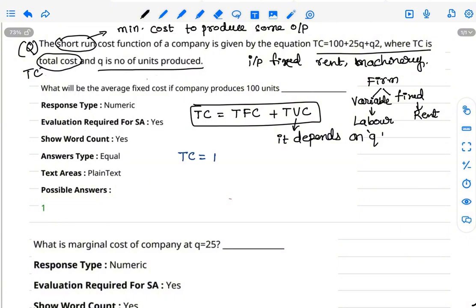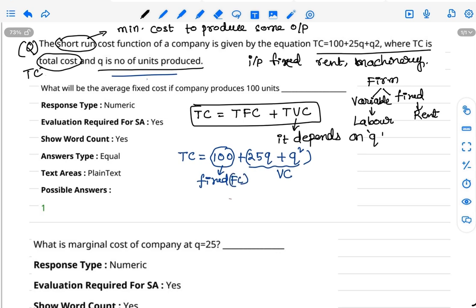So in this question, the total cost is given by 100 plus 25Q plus Q square. In this equation, 100 is fixed because it does not change. The other terms change because there is a term Q. Q is quantity, the number of units produced, given in the question. If Q is changed, this cost is also changed. So this is the variable cost, VC. This is the fixed cost, FC.